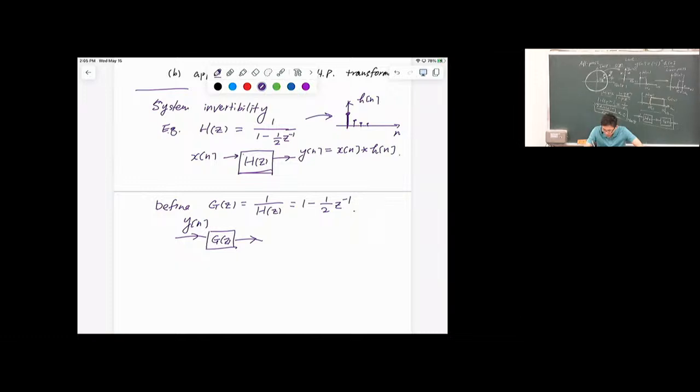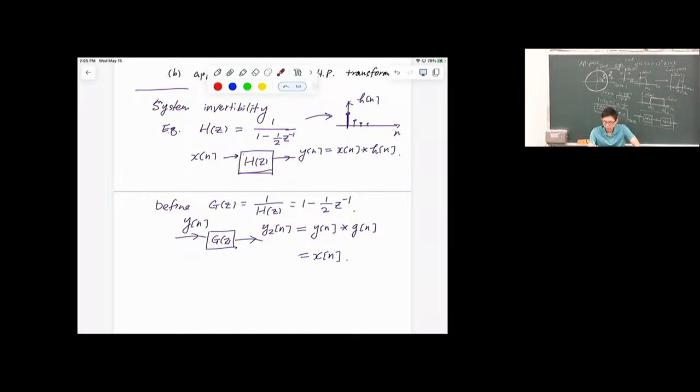Let's say it's y2 of n. y2 of n now equals y of n convolved with g of n, which has only 2 samples. And you can show that the result is indeed equal to x. Okay, so here's the whole picture.